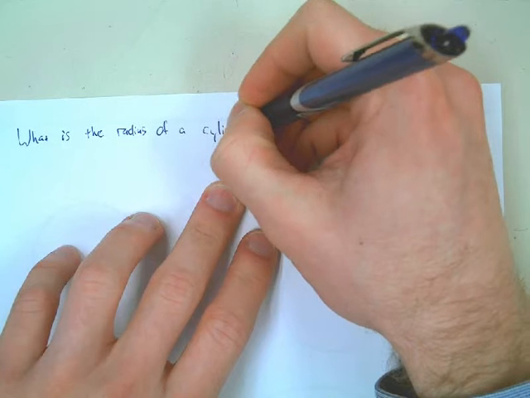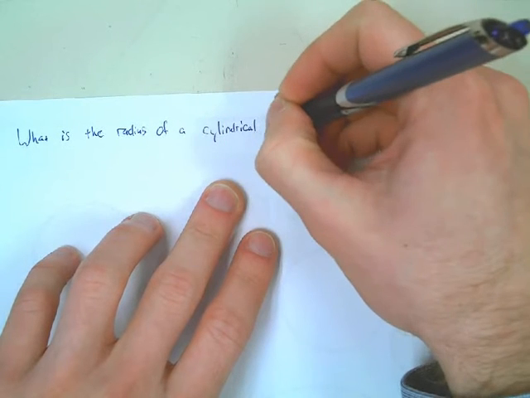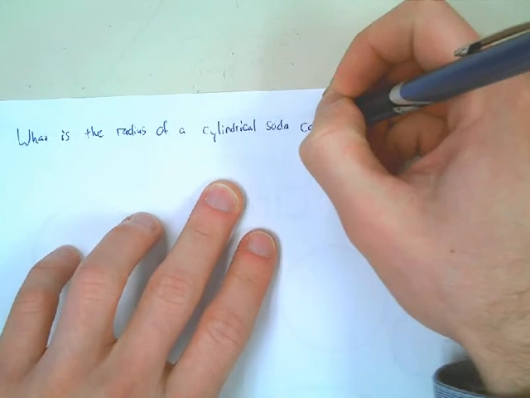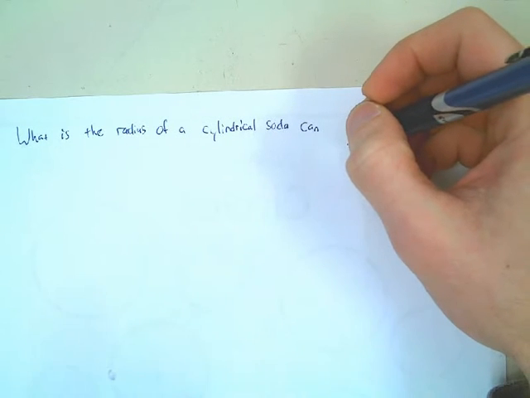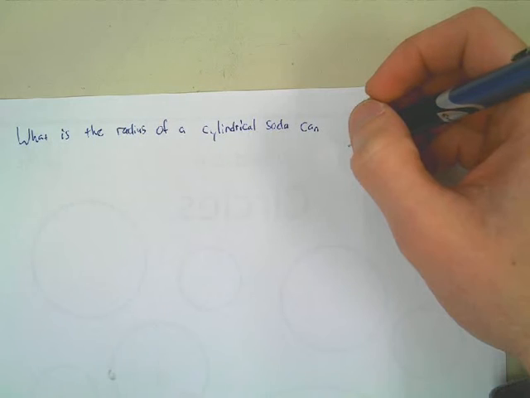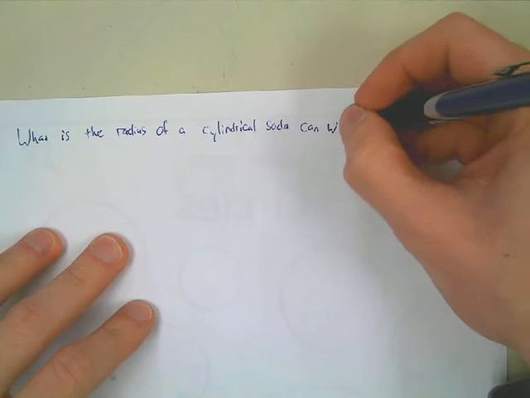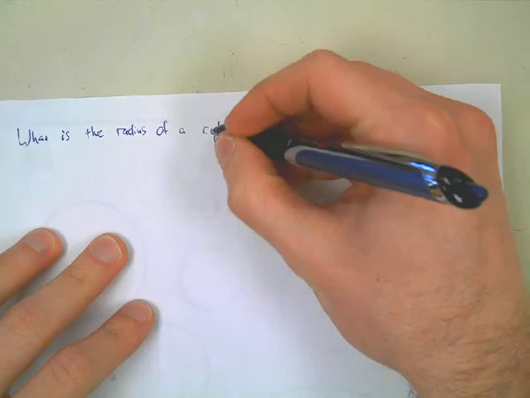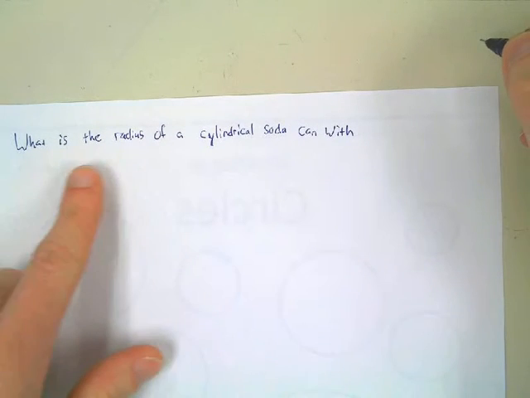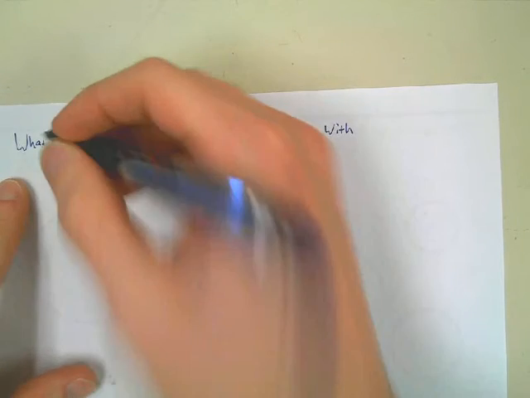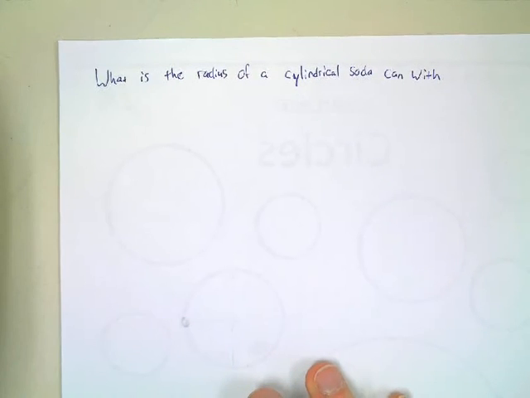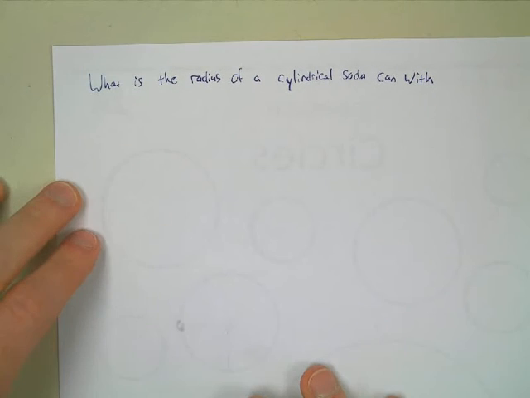So obviously we're approximating that a soda can is exactly a cylinder, because you have the beveled edge on top and the beveled edge on the bottom. What is the radius of a cylindrical soda can with volume of 512 cubic inches?